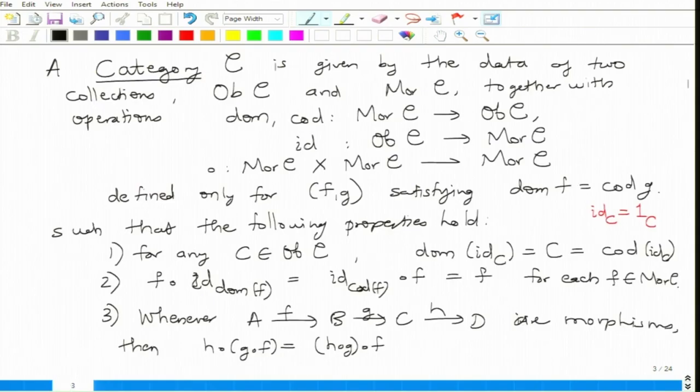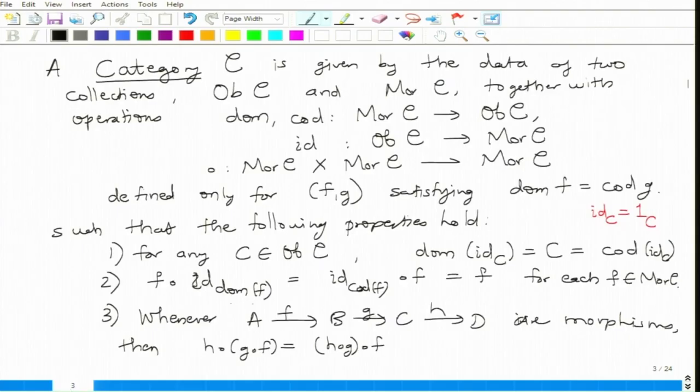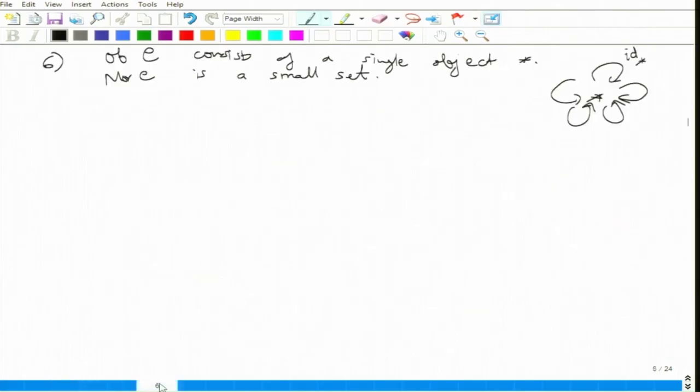There should be a domain and codomain, we have clarified, but there should be one identity morphism. So let me call this identity star. Then what is the property that identity satisfies? Look at this property too. F composed with identity is identity composed with F is equal to F. So what are we doing here? So Hom(star, star), which we write as the endomorphisms of that object in this category C, gets a monoid structure.